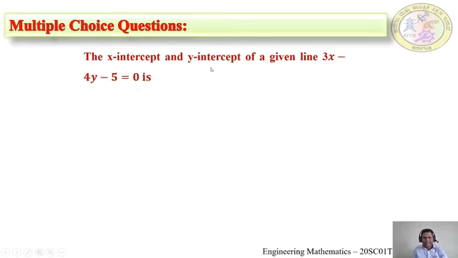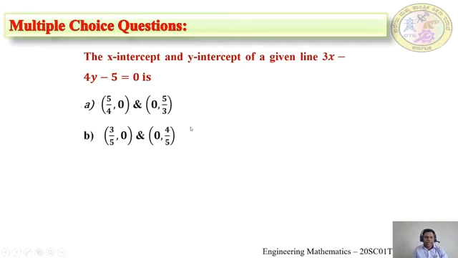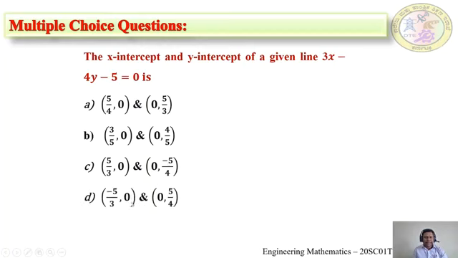They are asking for the x-intercept and y-intercept values. So I have given 4 choices here. 5 by 4 comma 0 and 0 comma 5 by 3. 3 by 5 comma 0 and 0 comma 4 by 5. 5 by 3 comma 0 and 0 comma minus 5 by 4. Then minus 5 by 3 comma 0 and 0 comma 5 by 4. These are the 4 points we have given as options.